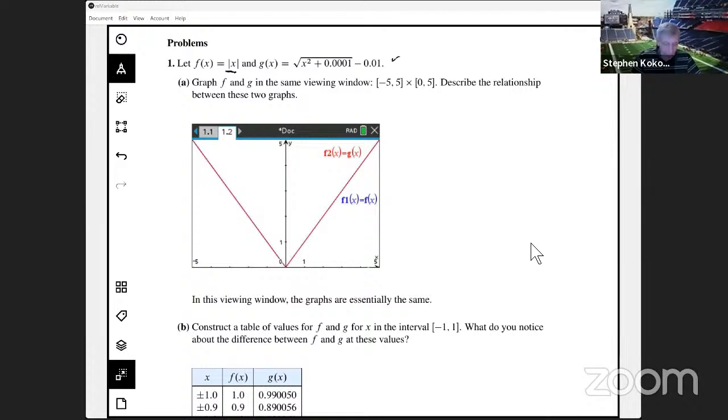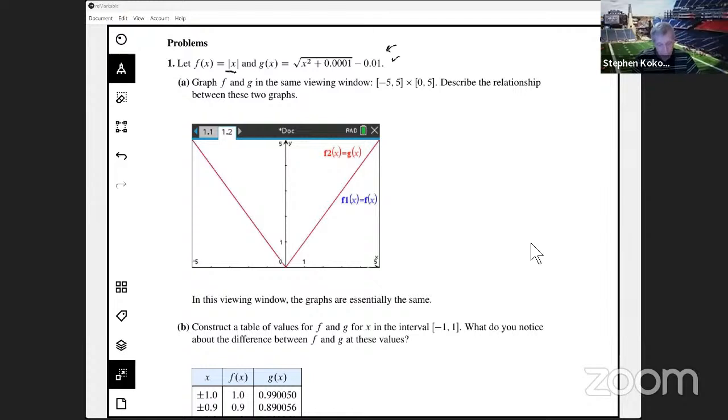The domain of the absolute value function is all reals, but what about the domain of g? Do we have any problems there at all? Is there anything we need to worry about? Is there any possibility that underneath that radical symbol we could have a negative value? No. Good, very good. Say that with a little bit more confidence. Right, because x squared plus 0.0001 can't be negative. Very good. Excellent. So the domain for both of these functions is all real numbers.